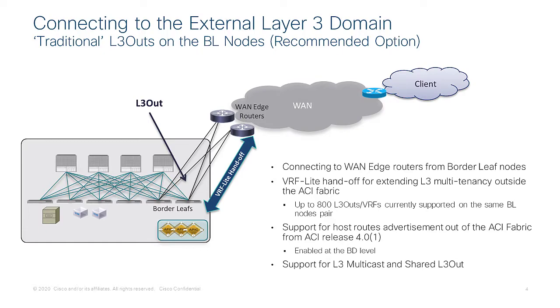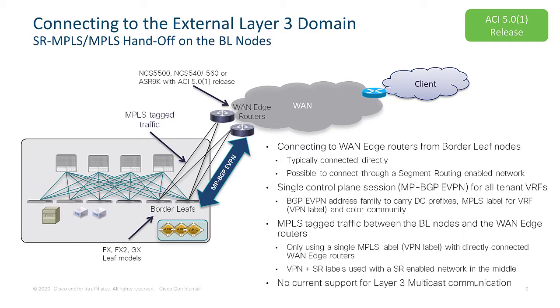So this is definitely the recommended option for the L3 out deployment with ACI, and the same holds true when we deploy ACI multi-site. A different flavor of border leaf L3 outs, released as part of ACI 5.0(1), consists in creating an SR-MPLS or MPLS hand-off on the border leaf nodes. So still we use L3 outs defined on the border leaf nodes. The external WAN edge routers typically are connected directly with the border leaf, but there could also be a segment routing enabled network in between them.